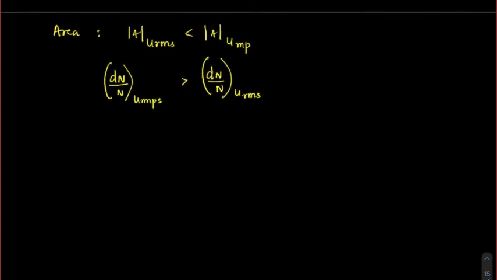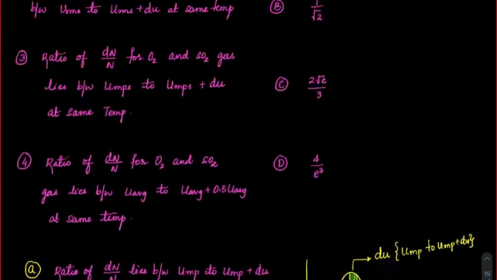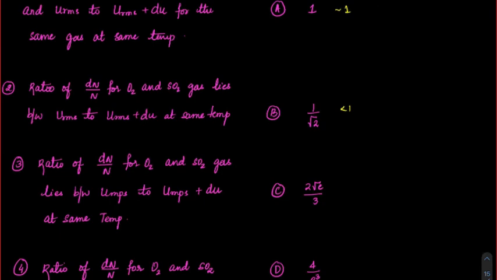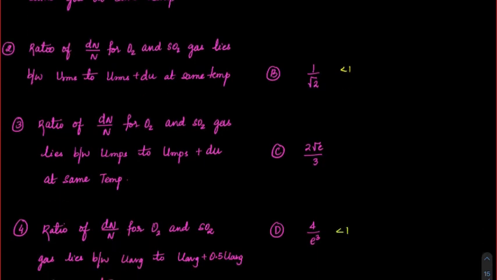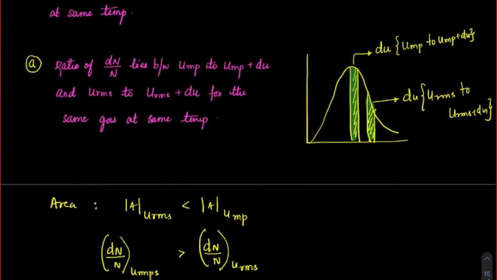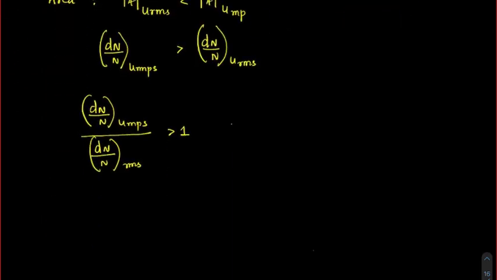So this ratio has to be greater than 1. That is dn by n, the fraction of particles at u most probable, divided by dn by n of RMS, has to be greater than 1. If you see the options, all four of them, this one is equal to 1, this is less than 1, this is also less than 1, and this is the only one which is greater than 1. So it is pretty clear that out of these four options there is only one which matches, so that should be option C. So we don't have to do complete solving also.